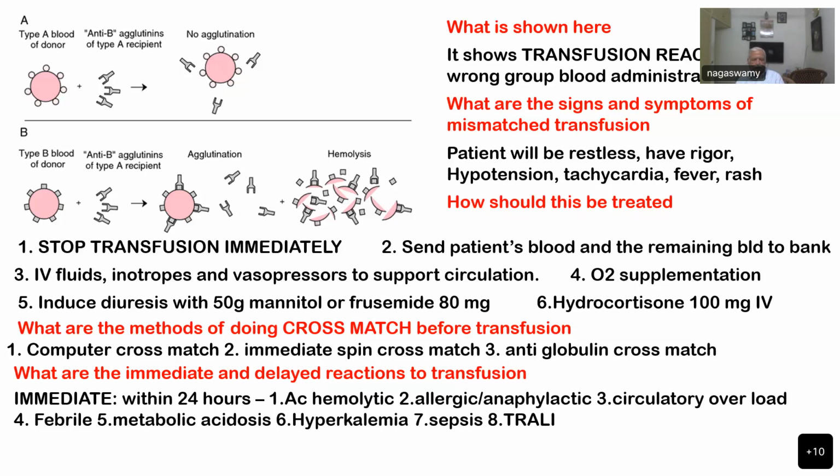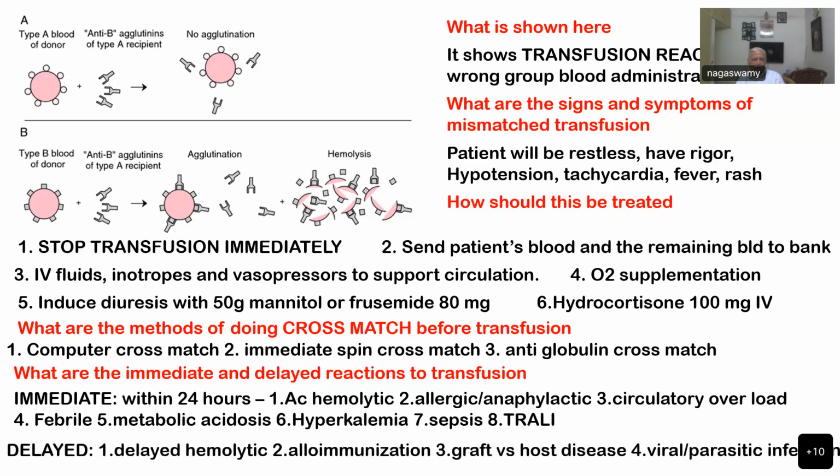Of course, you can get acidosis, hyperkalemia, especially in a very old blood. Hyperkalemia is very, very common. Okay? And delayed reactions are delayed hemolytic reactions, alloimmunization, graft versus host disease, viral and parasitic infections can happen. Okay, so these are all the points. This is a topic which is not commonly discussed, but you may get it in the exam, and some clever examiner will try to check whether you know all these things, because this is not a very commonly taught subject.